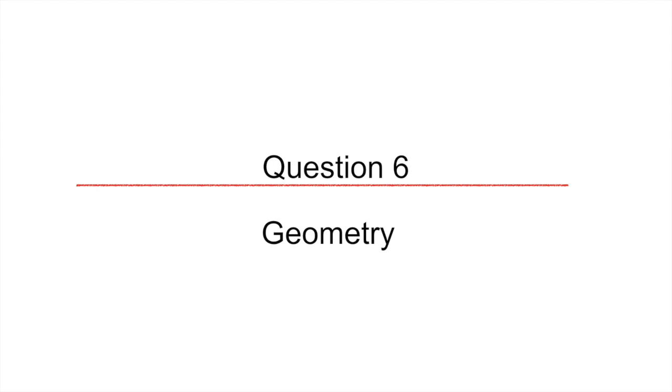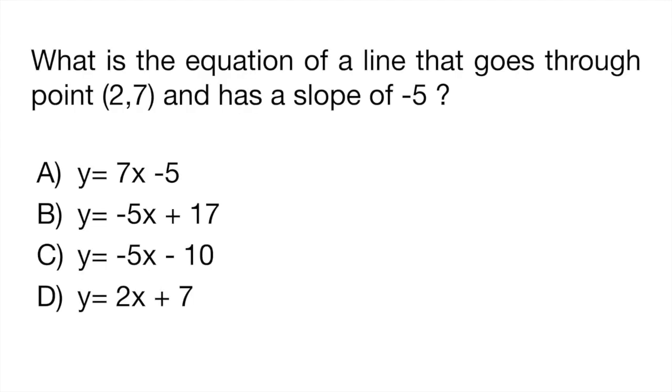The final question is a geometry question, and this is a question that has to do with the equation of a line. Okay, so this is a question that kind of looks a little bit scary, but if you break it down into 2 pieces, it's much more manageable. All right, so what it says is, what is the equation of a line that goes through point 2, 7 and has a slope of minus 5?